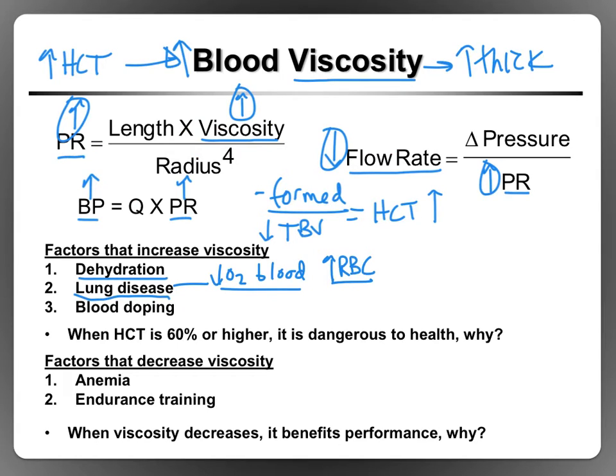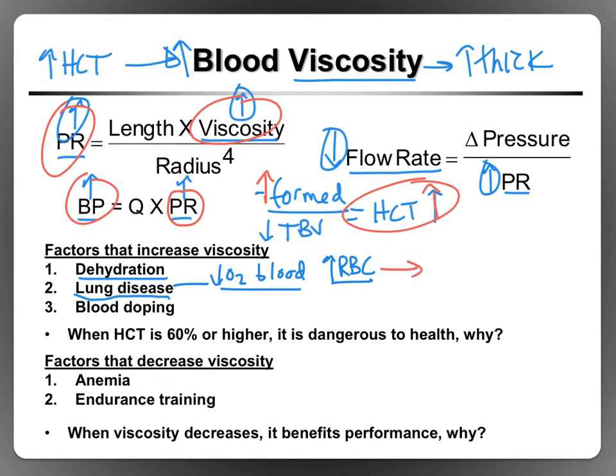When red blood cells increase, your formed elements increase, and this ends up causing an increase in hematocrit, which causes an increase in viscosity, increase in peripheral resistance, increase in blood pressure. So we often see that people with lung disease develop hypertension.